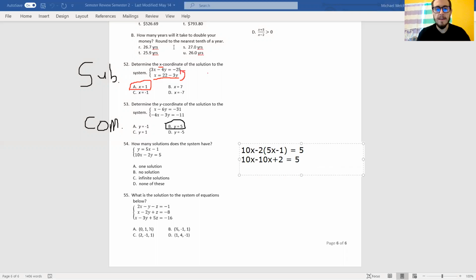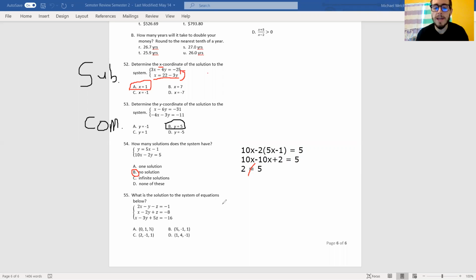Now we can clearly see what's going to happen. 10x minus 10x is 0, so that cancels, and I get 2 equals 5. That right there, 2 equals 5, is obviously not true. So if you get a statement that's not true, there's no solution. That means these lines are probably parallel. If you were to solve 10x minus 2y equals 5 for y, you would probably get the same slope. So I think that's it.